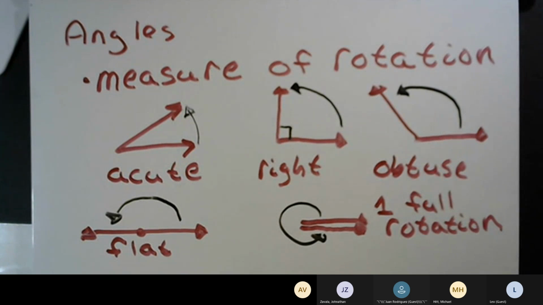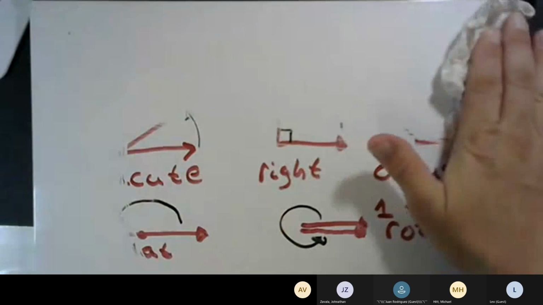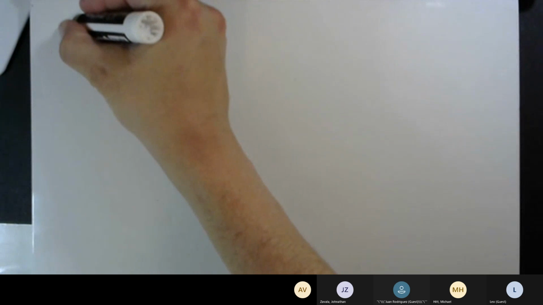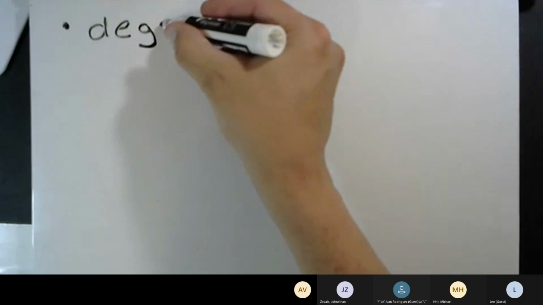Now, the thing we want to do is attach numbers to this. We don't just want to deal with descriptions. We want to actually attach numbers. And there's two ways we do this. Actually, there's three, technically. So how do we measure this precisely? Well, the precise method, one of them, is with degrees.